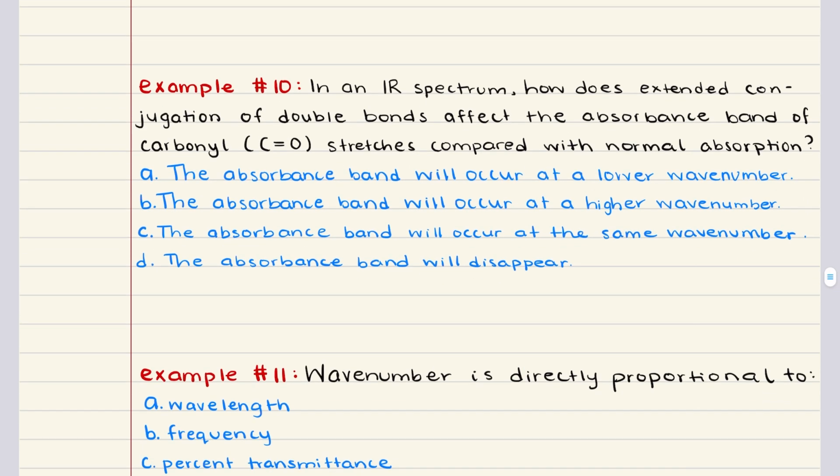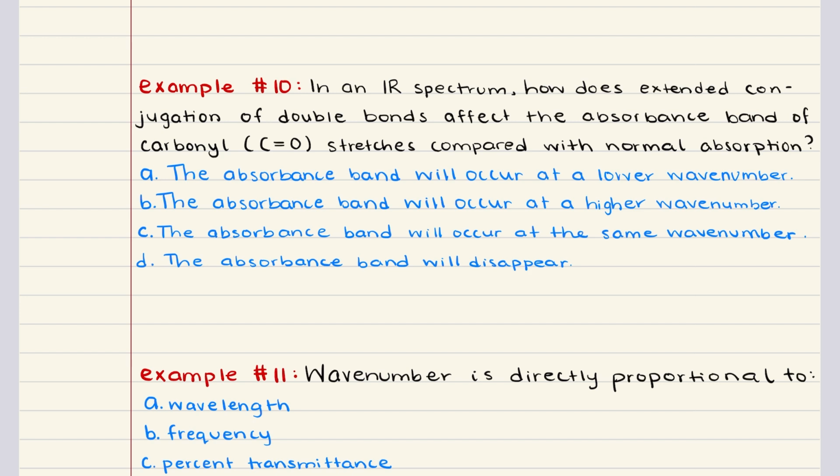Problem 10 says, in an IR spectrum, how does extended conjugation of double bonds affect the absorbance band of carbonyl stretches compared with normal absorption? A says the absorbance band will occur at a lower wave number. B says the absorbance band will occur at a higher wave number. C says the absorbance band will occur at the same wave number. And D says the absorbance band will disappear.